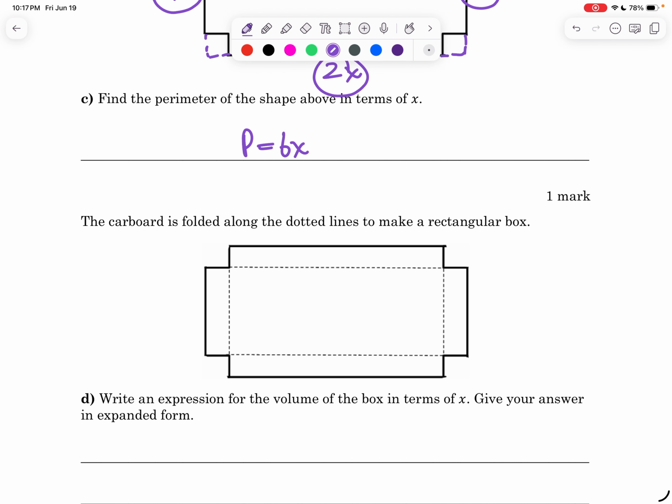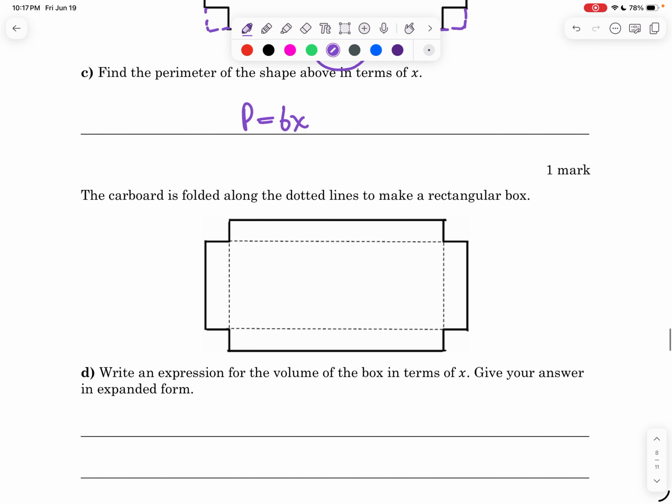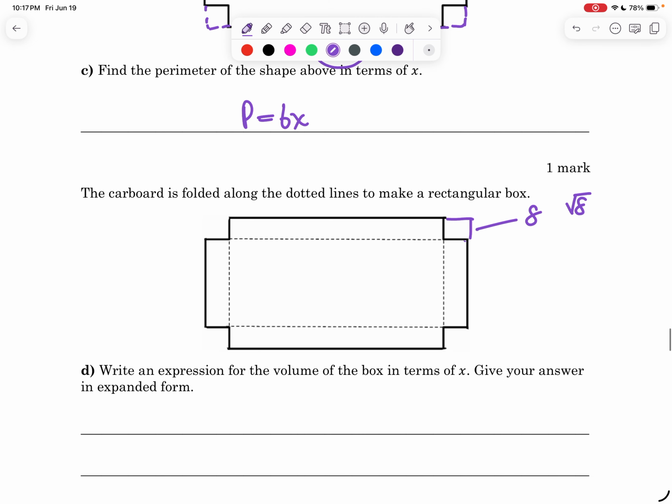Cardboard was folded along the dotted lines to make a rectangular box. Write an expression for the volume of the box in terms of x. Okay, so if that has an area of 8, the sides must be root 8 times root 8. So that length there is 2 root 2. That one's 2 root 2. That's 2 root 2. So this length here is x minus 2 root 2 and 2 root 2, x minus 4 root 2.